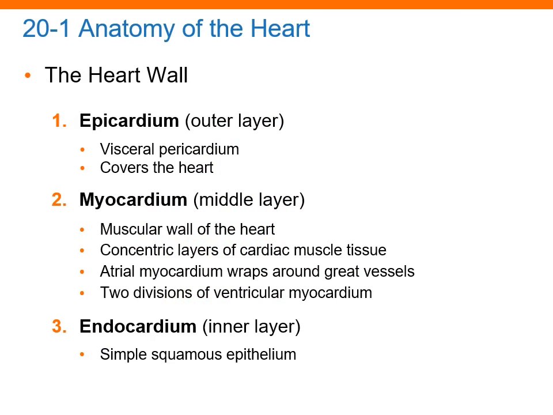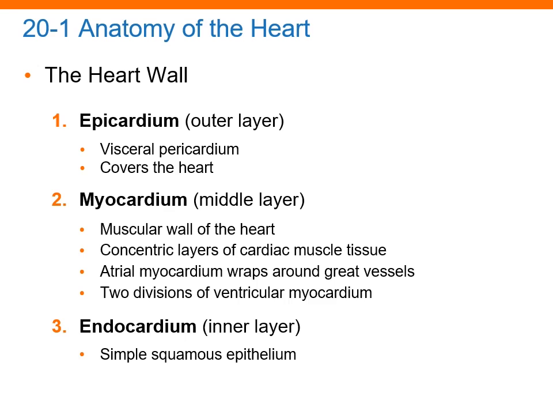So in terms of the heart wall, the different layers here, we have the epicardium, which is the outer layer. That's also called the visceral pericardium, right? Because it's basically the inside of the pericardial sac that covers the heart. The myocardium is the middle layer. That's the muscular wall of the heart. We have concentric layers of cardiac muscle tissue. That means rings upon rings upon rings that get smaller and smaller inside of each other. And we'll see more on that later.